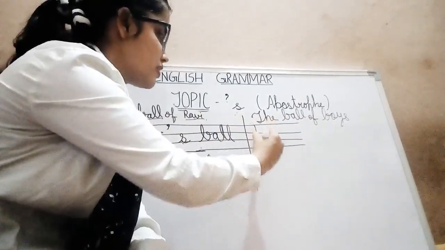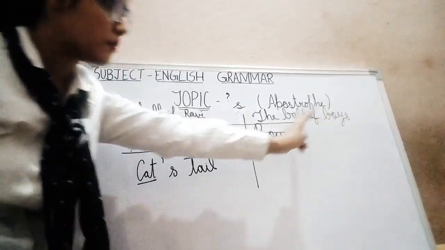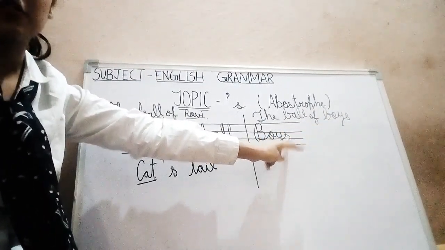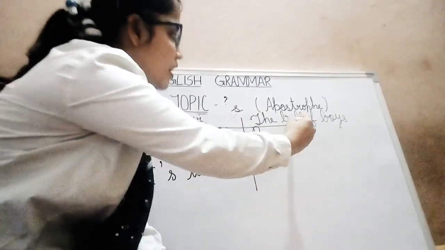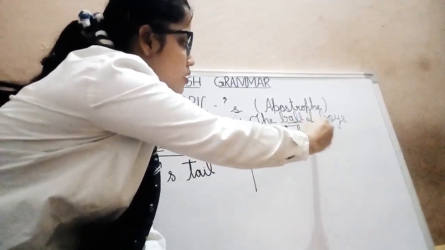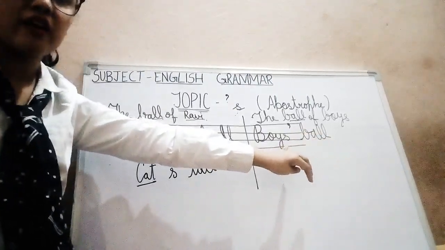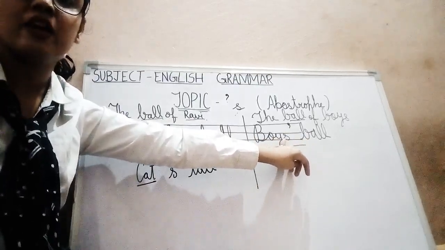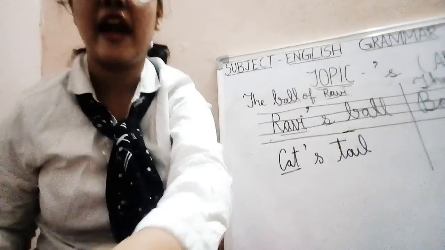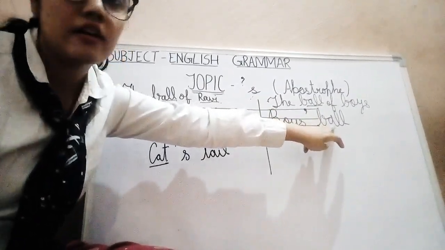So we will write first boys, because they are the ones who possess the ball. Now as S is already there, there is no need of writing S. We will just put an apostrophe sign and we would write the thing which belongs to them. Boys' ball. Okay, don't mind the writing. So here there is no need of writing S, because the noun is already ending with S. So those nouns which already end with S, with them we don't write S after apostrophe. We simply put apostrophe mark and we write the object.